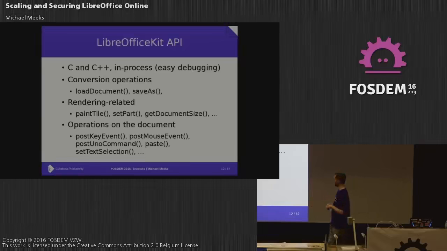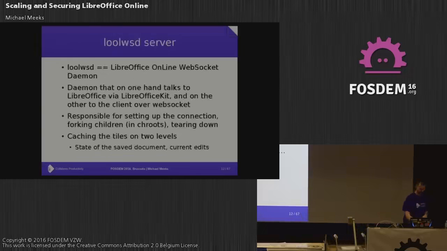And you can switch between parts. So we try and pour all of the applications into one mold. So in spreadsheets, sheets are parts, sort of an integer offset, and slides are parts as well. Then there are some editing operations. So you can post key events in, and mouse events, and Uno commands, and paste stuff, and all of that, the good richness that you can see there.